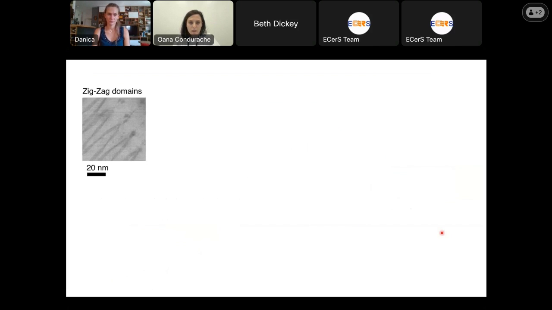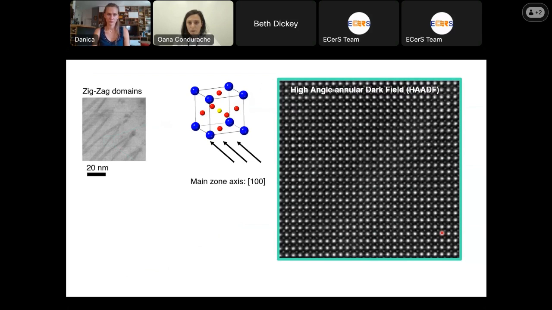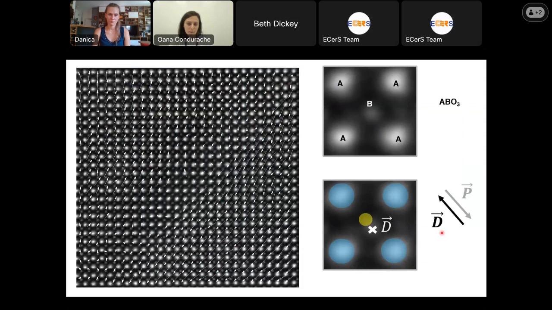And just to make this clear, I would like to show you one atomic resolution image and to point out that all transmission electron microscopy images are a two-dimensional projection, and this projection is along the electron beam. So we can see the projected atomic columns. This is a simple example in a perovskite where we can see A site and B site, and the displacement of B site relative to A site is mapped.